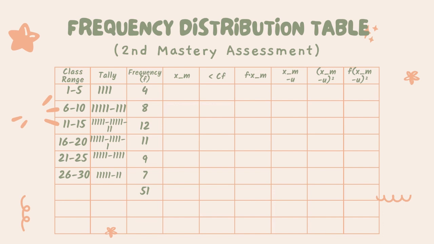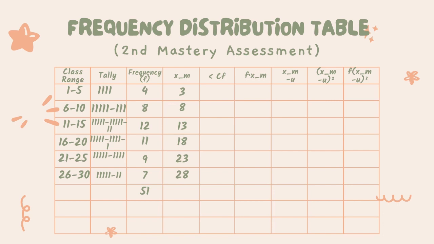Now for the x sub m, we will again find the middle value of a given class range. So the x sub m of 1 to 5 is 3, 6 to 10 is 8, 11 to 15 is 13, 16 to 20 is 18, 21 to 25 is 23, and 26 to 30 is 28.